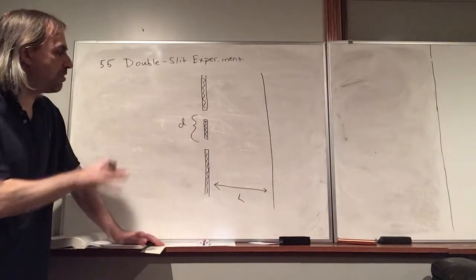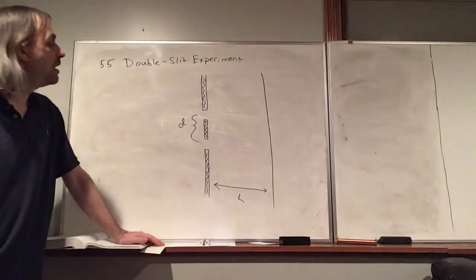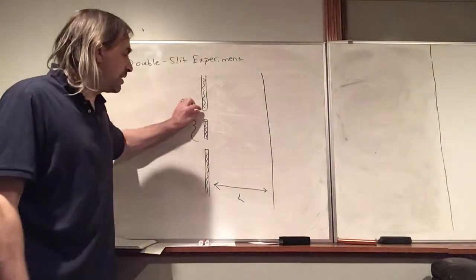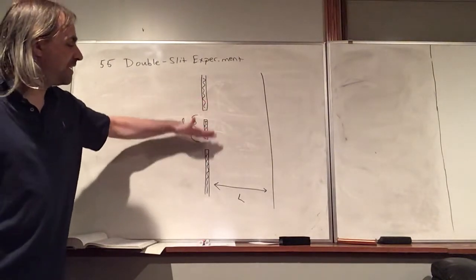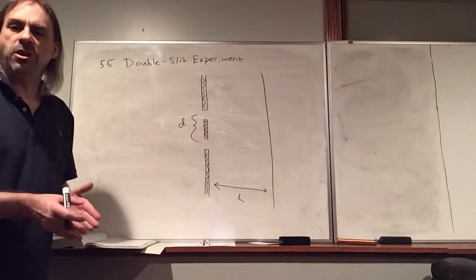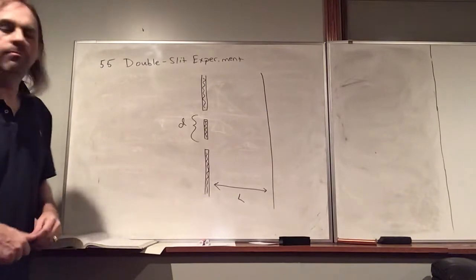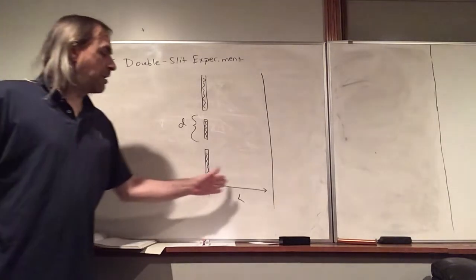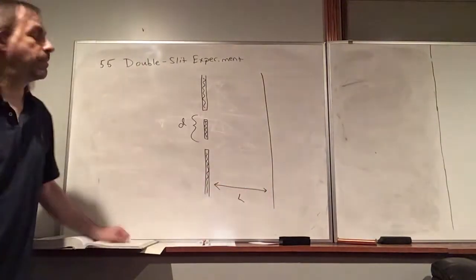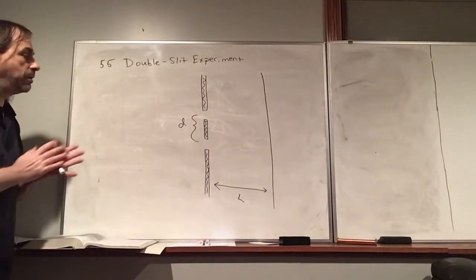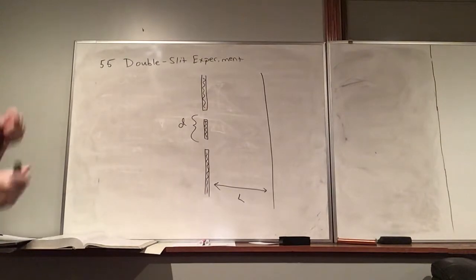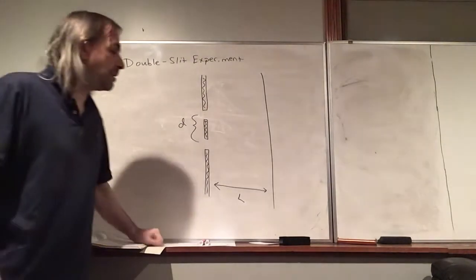Now I should point out this drawing is not exactly to scale. Typically these slits are extremely narrow, and D, the distance between them, is also very small, like millimeter range, where L could be a meter or something. But just for the sake of the drawing, I kind of exaggerated some of these distances.